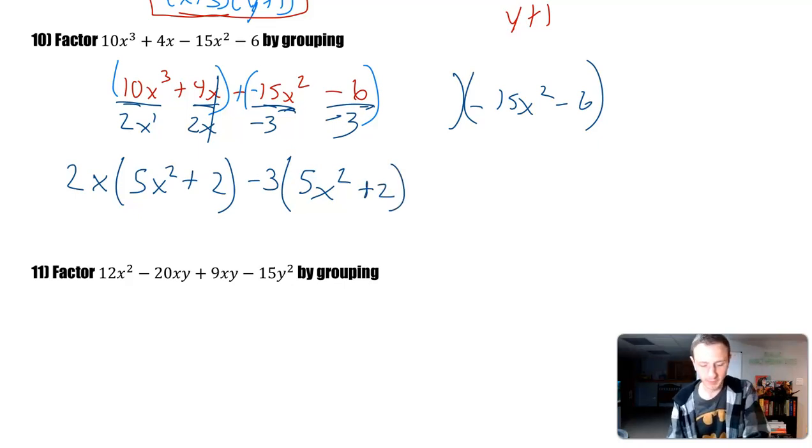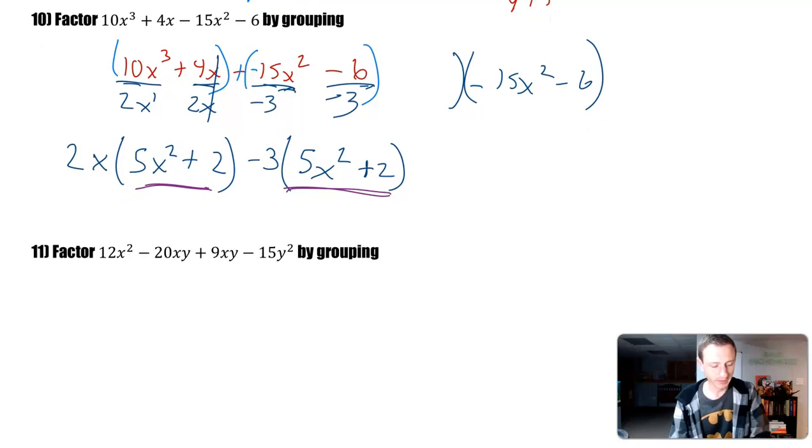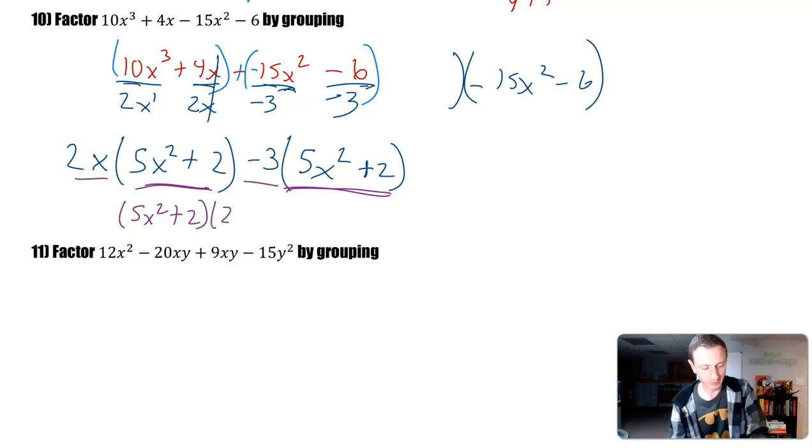Look what ends up happening because I factored out that leading negative. I get the same thing, 5x squared plus 2. If I didn't do that, my signs would be flipped, and it wouldn't be the same, so I wouldn't be able to factor from there. But we're trying to generate these scenarios where we could factor, so I can take out 5x squared plus 2, and then I'm left with the 2x minus 3, so a factor of 2x minus 3. And that is done.